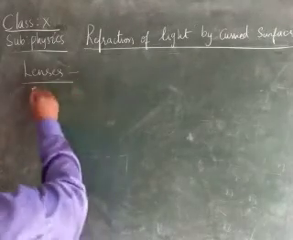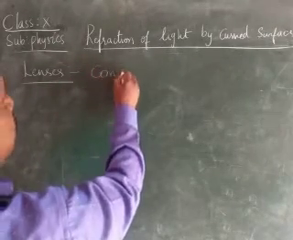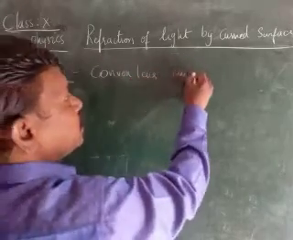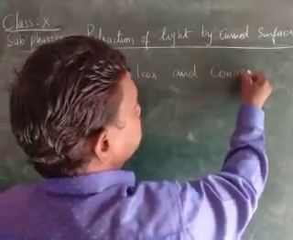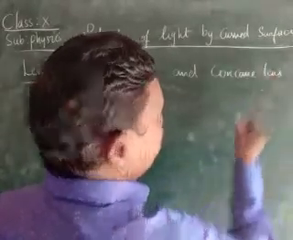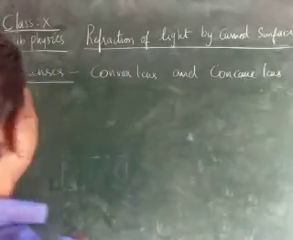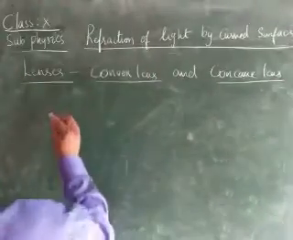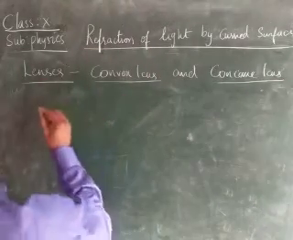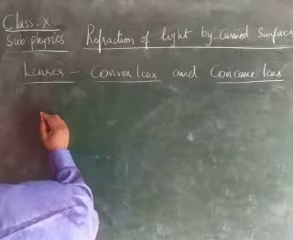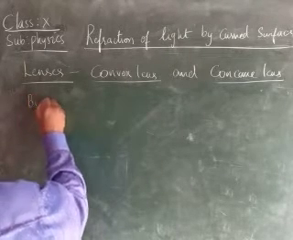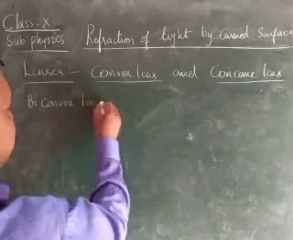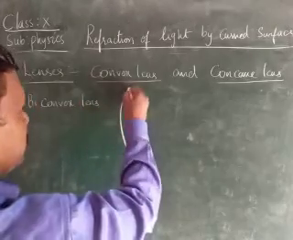Mainly there are two types of lenses: convex lens and concave lens. In these convex and concave lenses, there are many types. That is the biconvex lens. This is a biconvex lens.